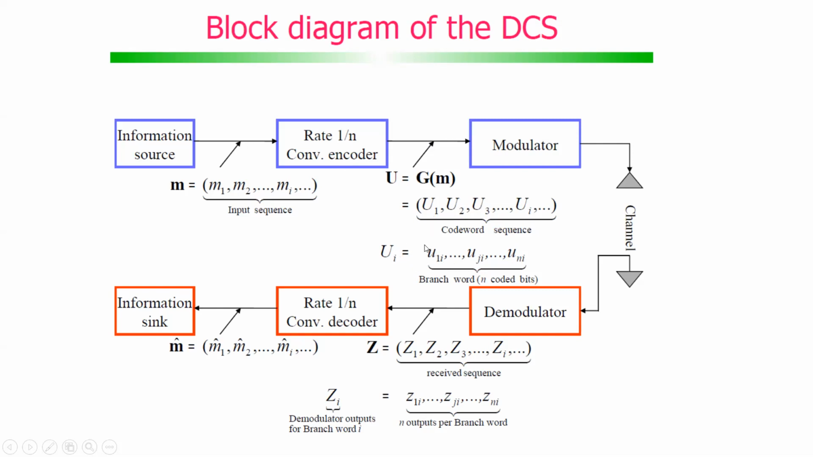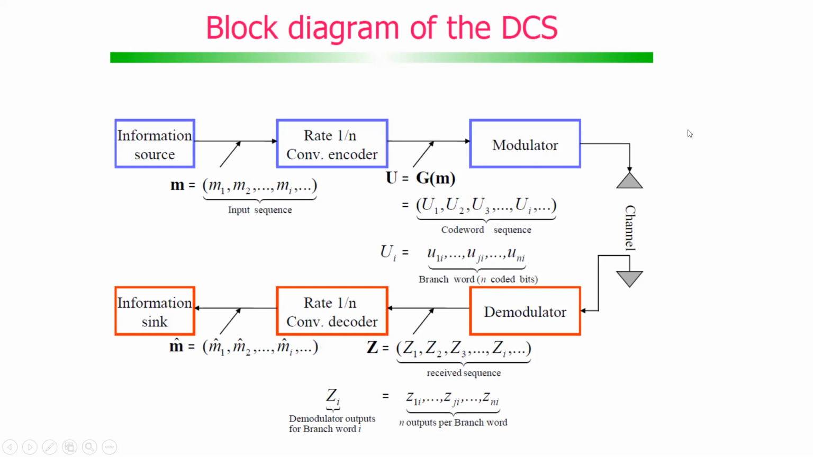I will explain this with an example, because this is a very important point to be understood. There will be branch words. Combining a few branch words will give you the code word. So Ui, where i is an index, can correspond to U1, U2, U3, and so on. So Ui will be equal to Ui1, Ui2, up to Uni. This is the first branch word, second branch word, and third branch word. I will explain this with an example, so then it will be very clear to you.